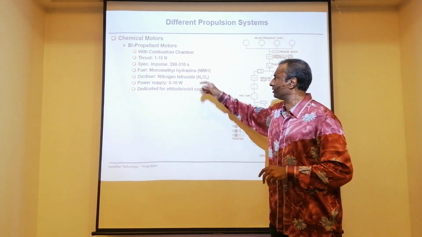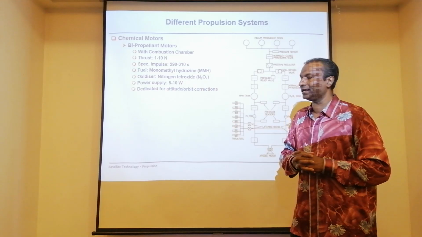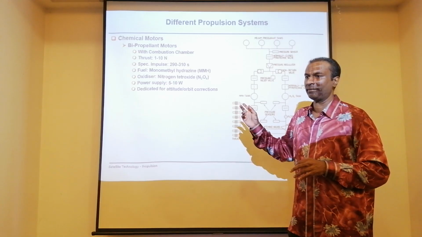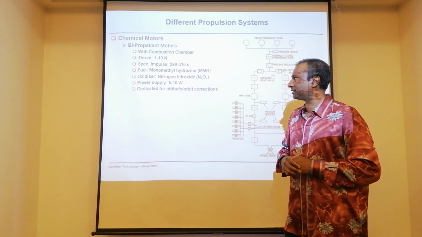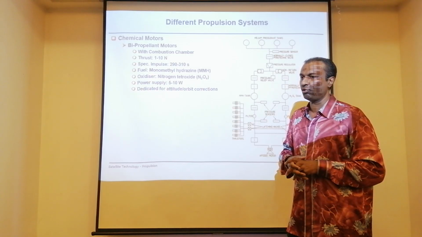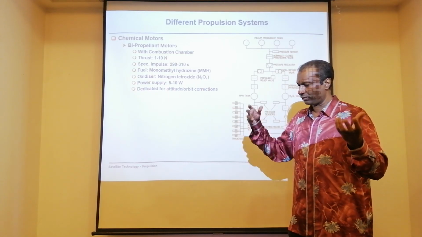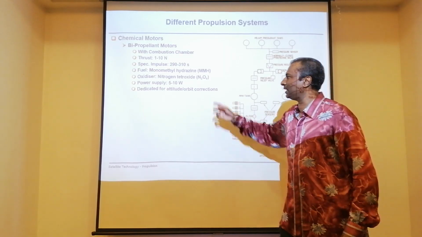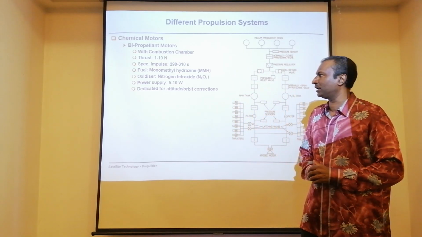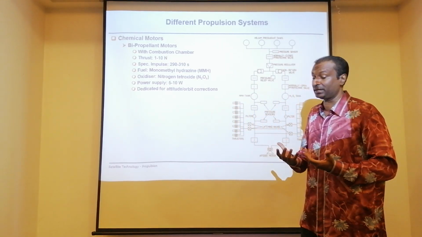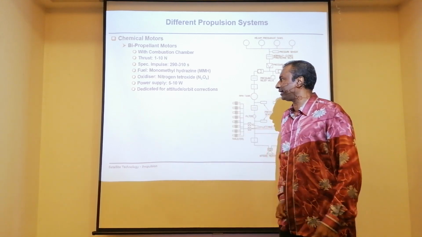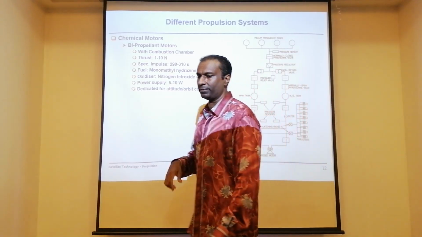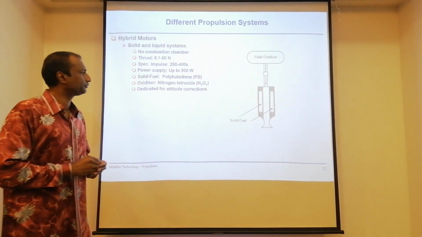Then what about the fuel? The fuel option that we have is monomethyl hydrazine, a very typical fuel in satellites. A lot of satellites are flying with MMH. And as oxidizer, you will have nitrogen tetroxide, N2O4. So you have a fuel, you have an oxidizer. They are in different tanks. They will be put together. Then you need the power, 5 to 10 watt. Why? To heat up the fuel, heat up the actual burning process. Dedicated for attitude or orbit correction. Now, this bipropellant is very common, very common in satellites. Go on.